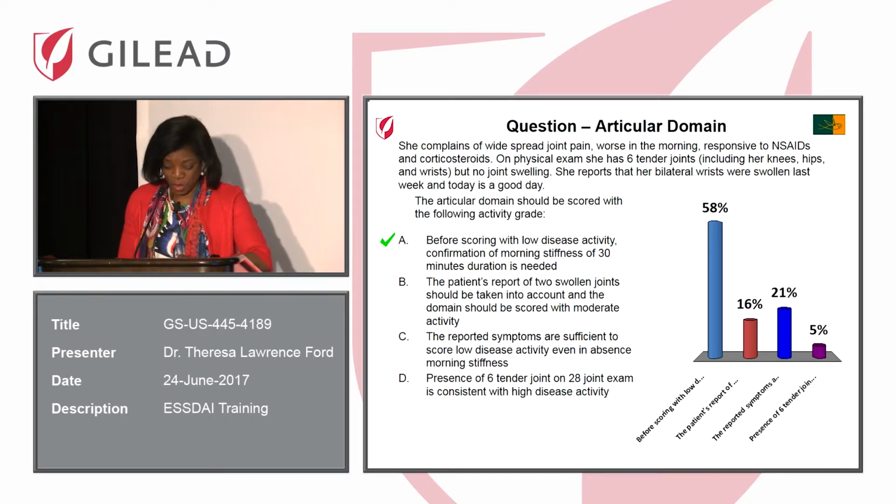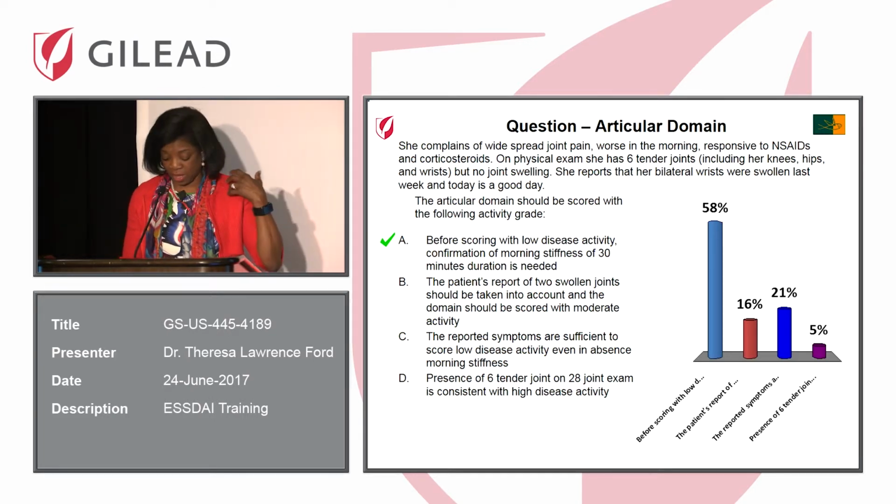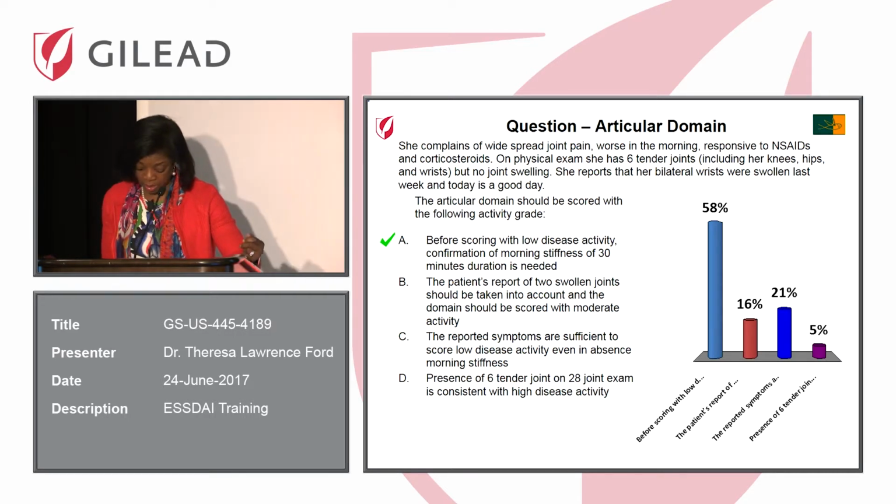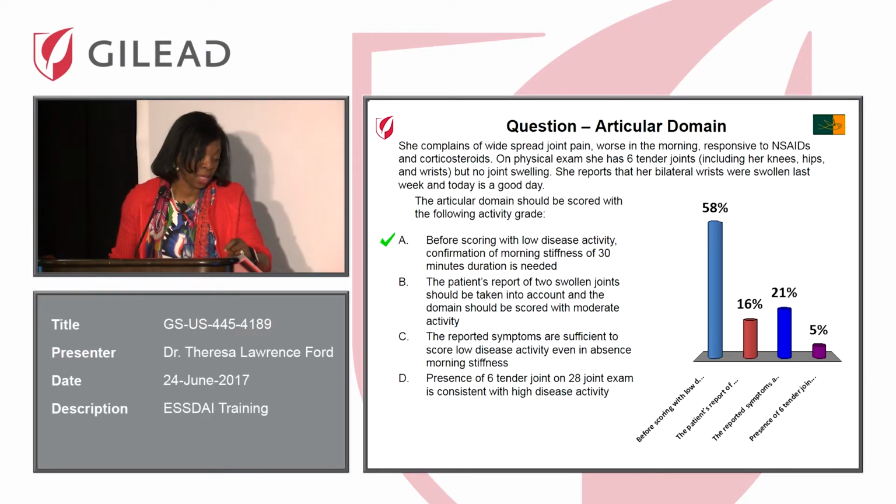And I think pertinent to your question, the low disease activity would be arthralgias, hands, wrists, ankles, accompanied by the morning stiffness. And moderate would be 1 to 5, and then the high would be more than 6. And so the patient's reported 2 joints, she's telling you that, you don't see them, so it's not on the exam. And the reported symptoms are sufficient to score low, even in the absence of morning stiffness? No, you have to have the morning stiffness. And the presence of 6 tender joints on 28 joint count exam is consistent, but it has to be swelling, synovitis, not just tenderness.